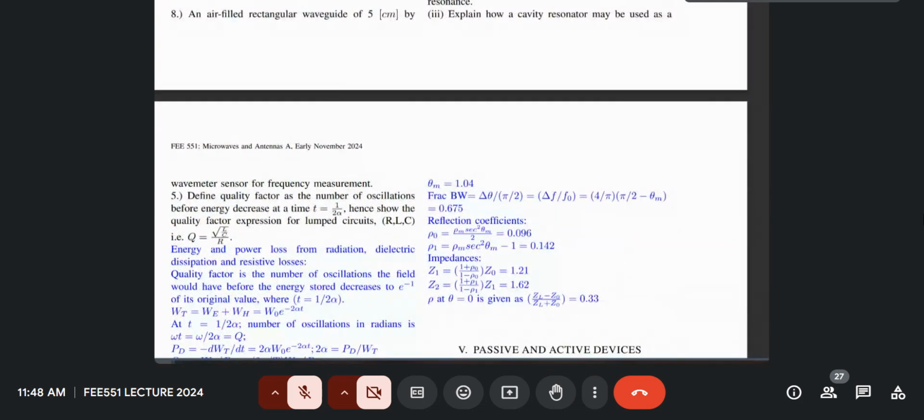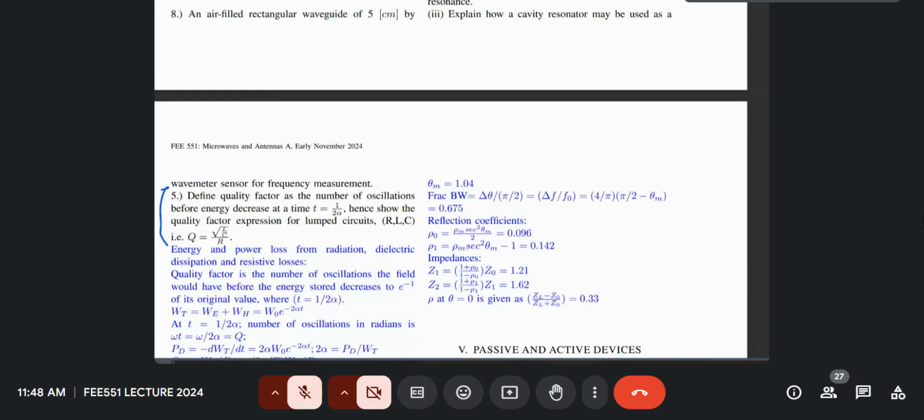All right, so here you had been asked to define the quality factor as the number of oscillations before energy decreases to e raised to -1 at a time t equal to 1 over 2 alpha. Then you proceed and show that for lumped circuits RLC, you can have Q as root of L over C over R. And that one we discussed.